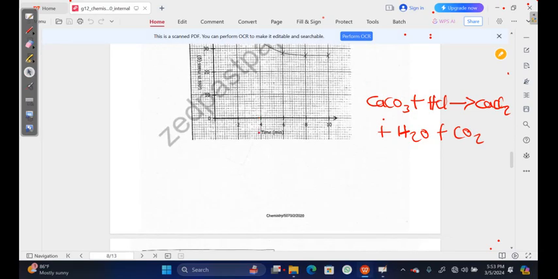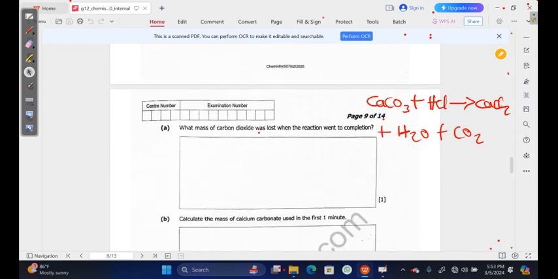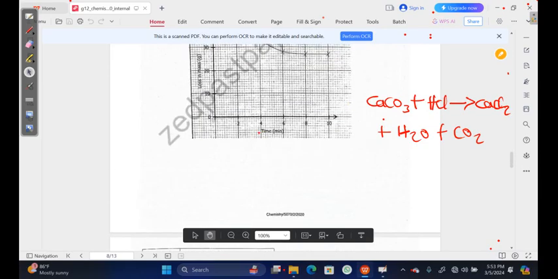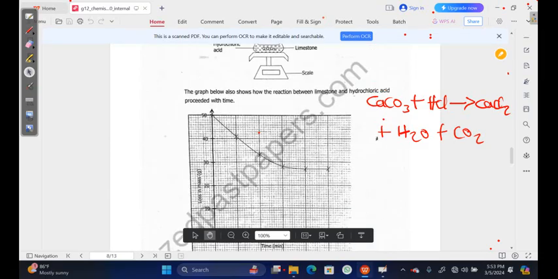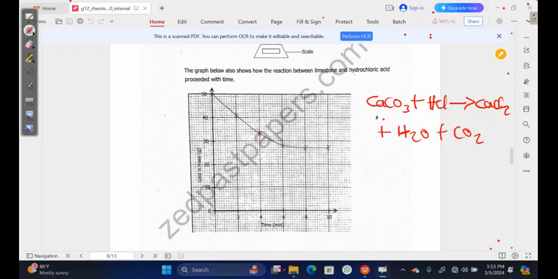Let us proceed with the first question, which reads, what mass of carbon dioxide was lost when the reaction went to completion? So what mass of carbon dioxide was given off when the reaction went to completion? We go back to our graph. You check where the reaction is leveling off, where it is constant. You can see that between the 8th and the 10th minute the reaction is constant, meaning the reaction was over on the 8th minute.